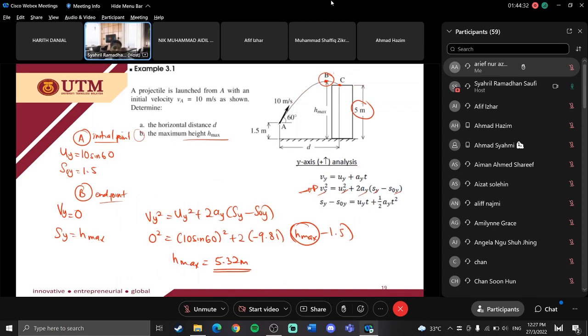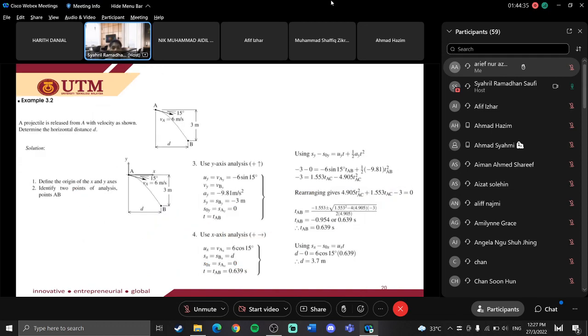Okay, so I think that's it for example 3.1. So I want to go to example 3.2. You may notice that in this example, point A is starting above point B. When we refer back to the previous slide on the implication of the time, if you have information like this, when you calculate the time, you will get one positive time and one negative time. So you need to choose the positive one.